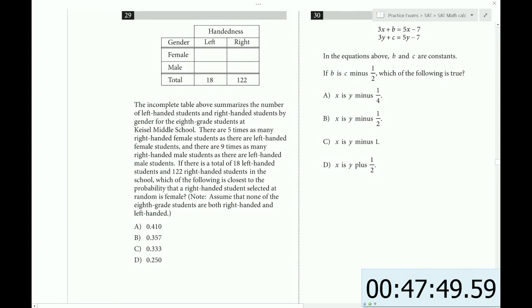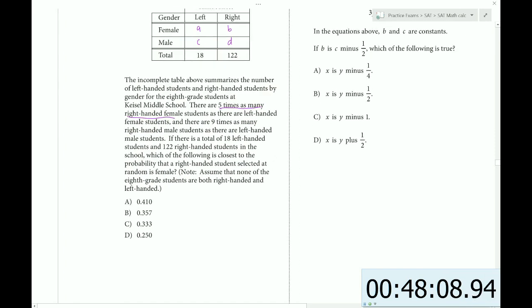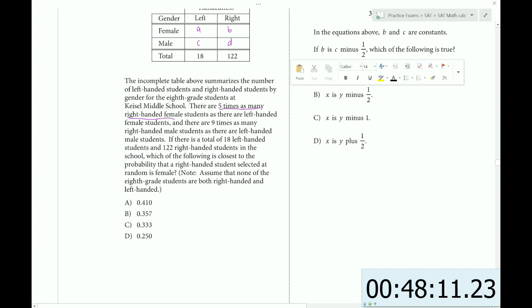All right, so the table above summarizes the number of left-handed and right-handed students. There are 5 times as many right-handed females. Okay, so let's make these A, B, C, and D, and then we'll create equations, okay? So there are 5 times as many right-handed females. So right-handed female, we're calling the letter B. So B is going to be 5 times the left-handed females. So it's 5 times A, right?